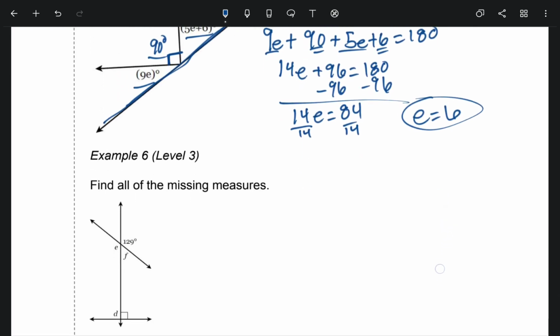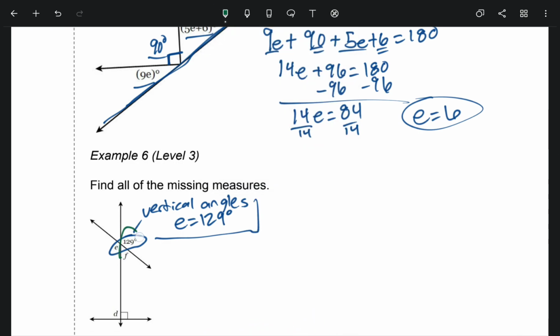Now this last one looks a little trickier. We want to find all the missing measures. So first, we have these 2 angles. This is 129 degrees, and it is a vertical angle with E. So they are congruent. So E is 129 degrees.